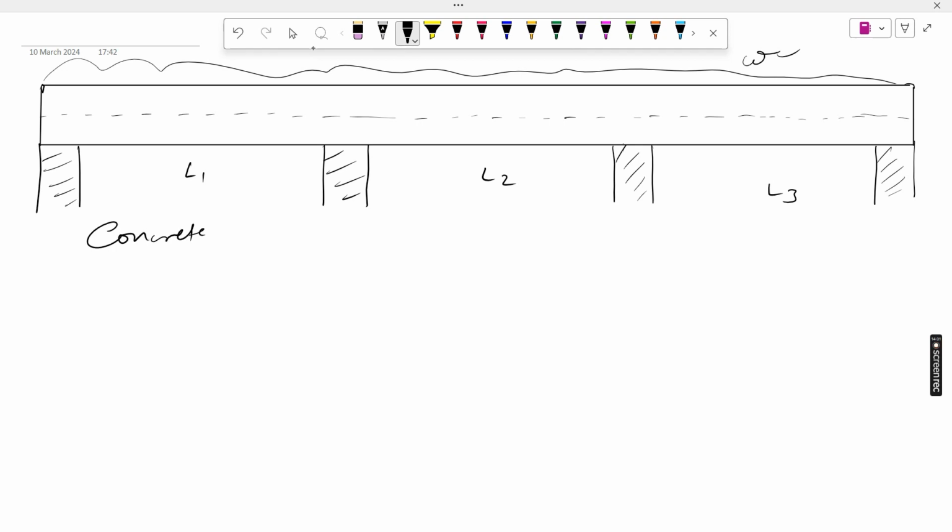First of all you should know why we reinforce the beam. Consider a concrete beam with no reinforcement. What will happen if I don't put any reinforcement in it? So this is your beam, and it will bend like this.